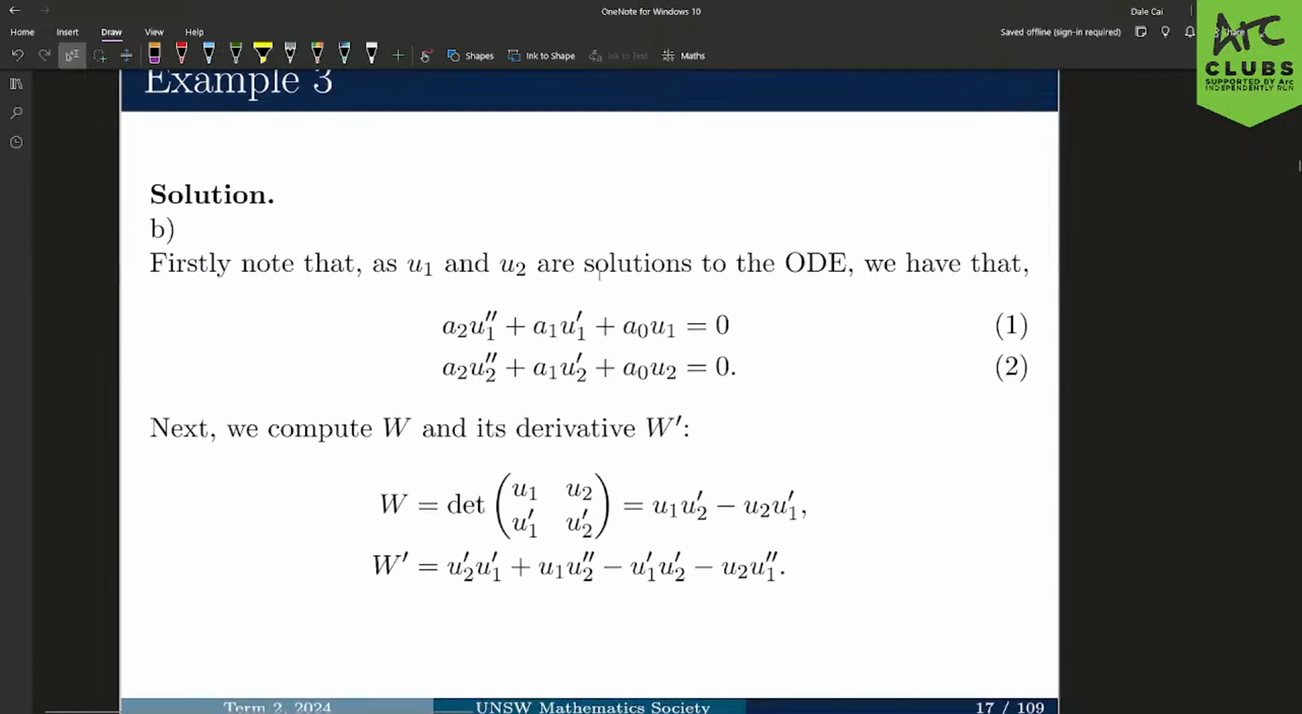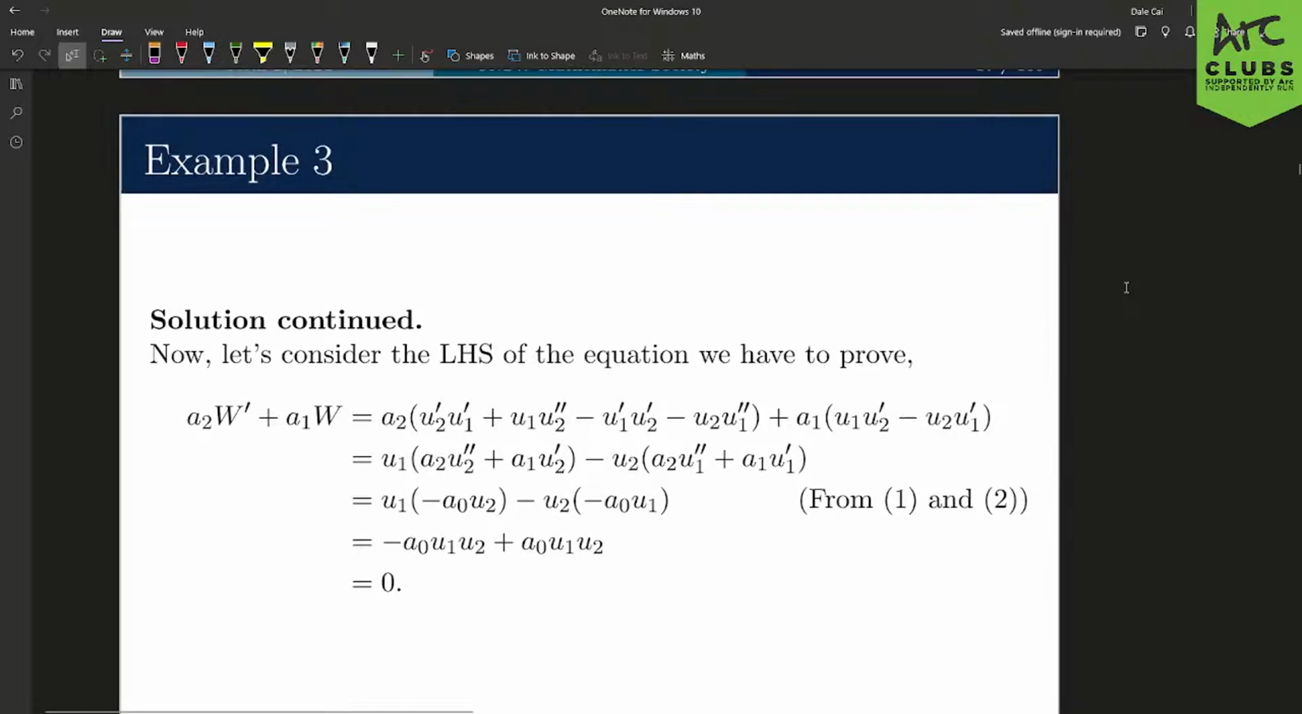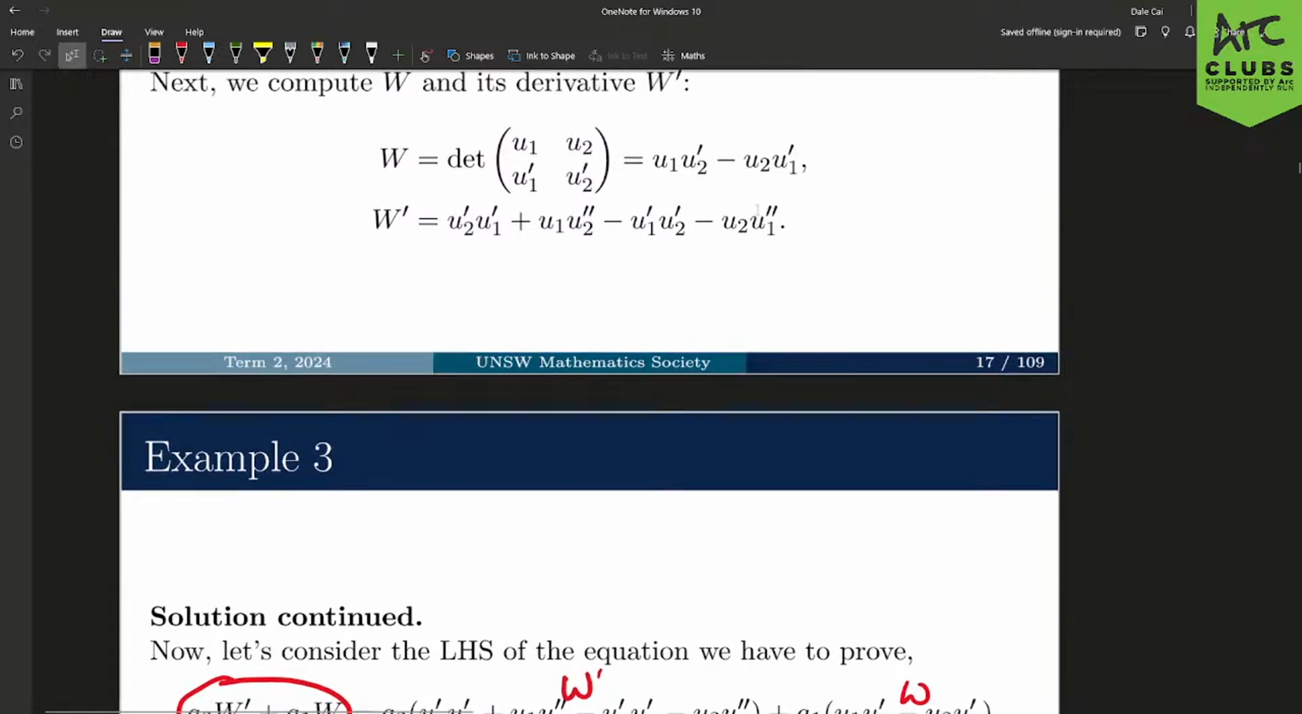So let's just look at what they did. As I said, this is just from the actual differential equation. U1 and U2 are solutions, so we get these two equations. And then we compute W and its derivative. It's tedious, but we know it probably should work. And then we're going to compute what they wanted to compute, which is this term, A2 W dash plus A1 W. This is just copying the values from above.